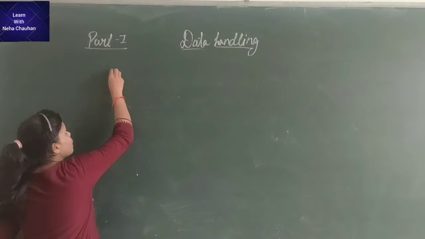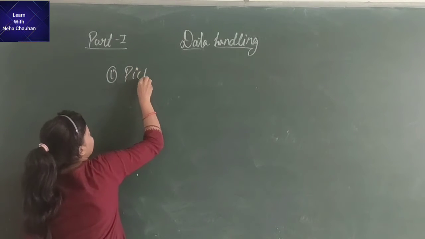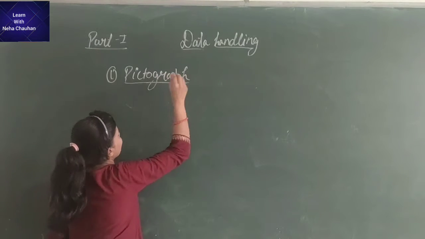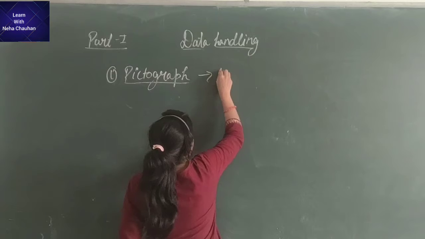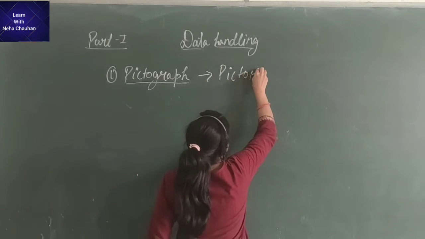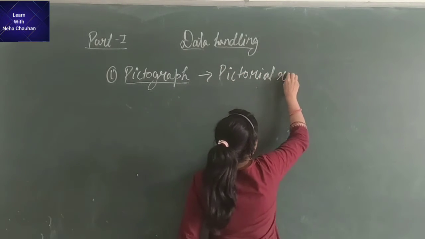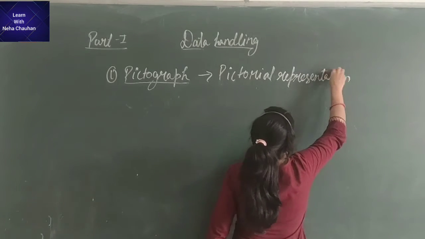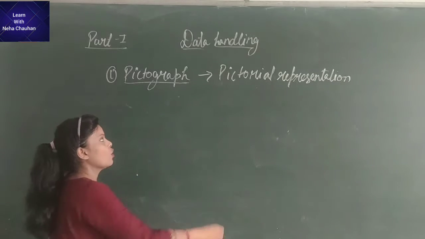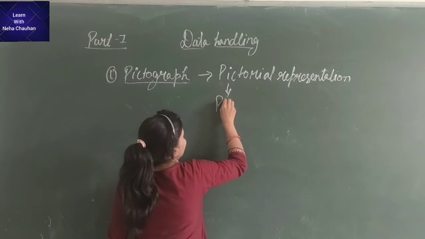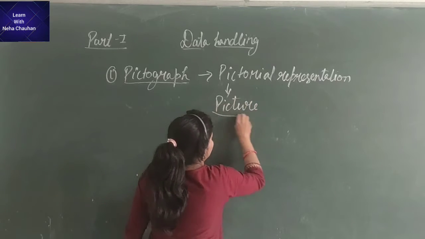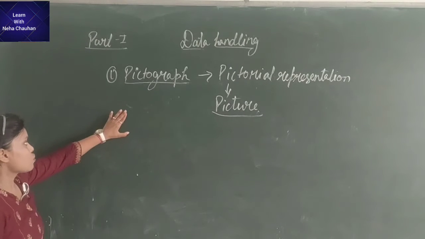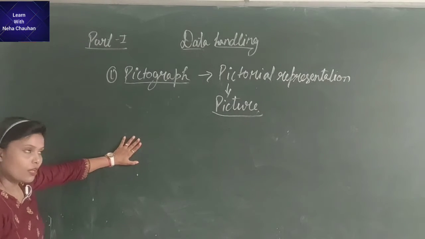So first is pictograph. So pictograph is pictorial representation of the data, alright, or we can say, through pictures, the representation of the data through pictures. Okay, so to understand this concept, let's have an example.